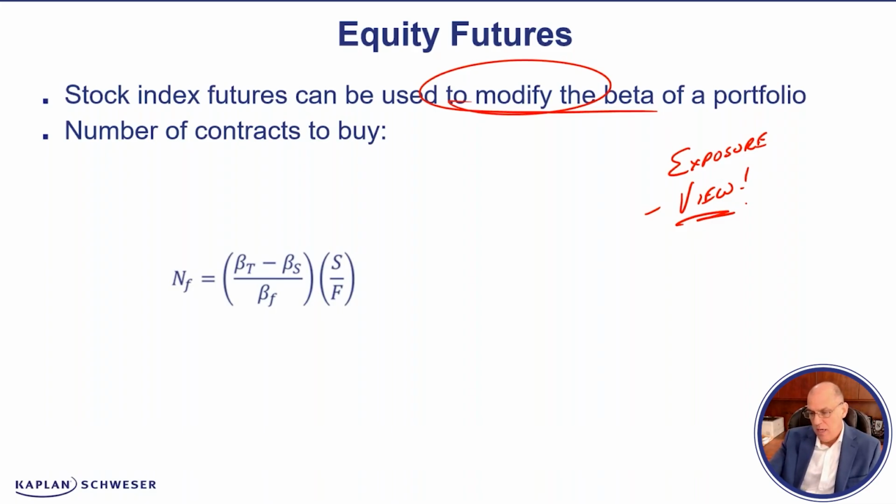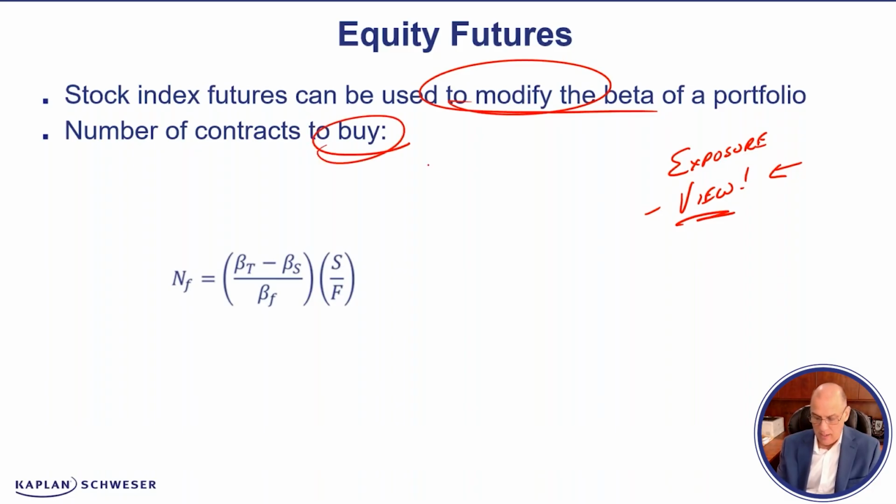It's what do I think it's going to do? Then how do I position a portfolio to take advantage of my view? And like I say, it could be using derivatives and other sorts of tools to be able to do that. So number of contracts to buy. So I'm going to put buy here.